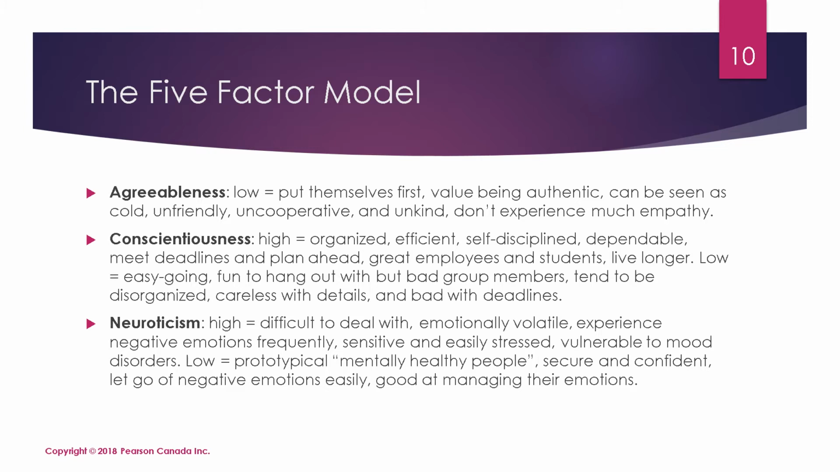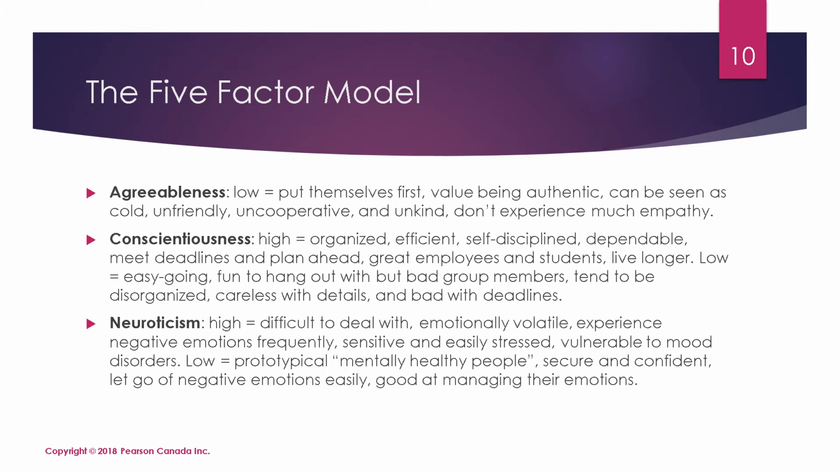And then finally, neuroticism, and it's always been interesting to me that this is the only one where the main word we use is the negative end of the scale. With all the other ones, people tend to think it's better to be higher in conscientiousness, openness, extroversion, and agreeableness, whereas with neuroticism, that's the one you don't want to be high in. So high neuroticism is someone who is difficult to deal with. They're emotionally volatile, so their emotions are all over the place. They tend to experience a high level of negative emotions, and they tend to be sensitive and very easily stressed.